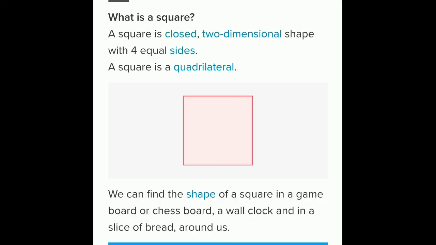What is a square? A square is a closed two-dimensional shape with four equal sides. A square is a quadrilateral. We can find the shape of a square in a game board or chess board or wall clock and in a slice of bread around us.